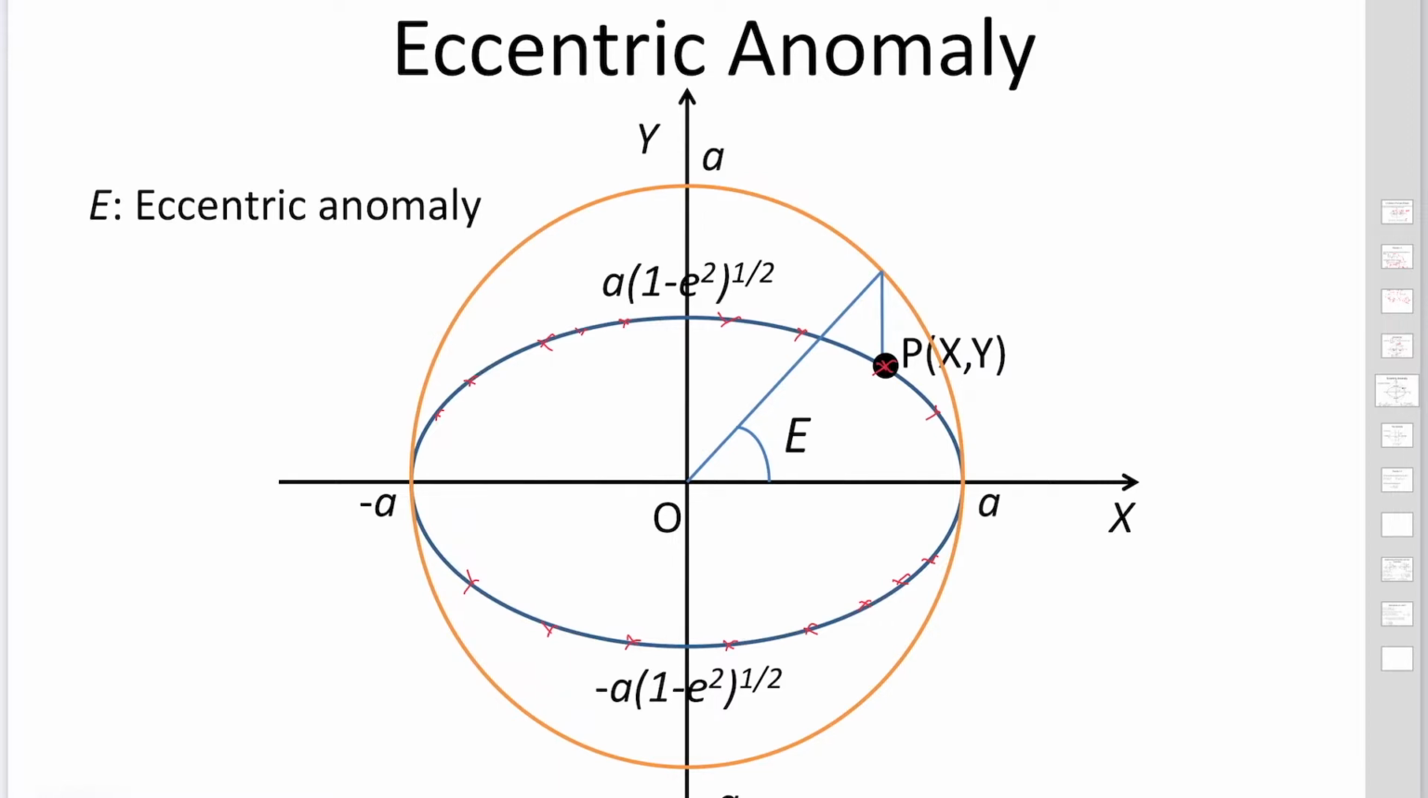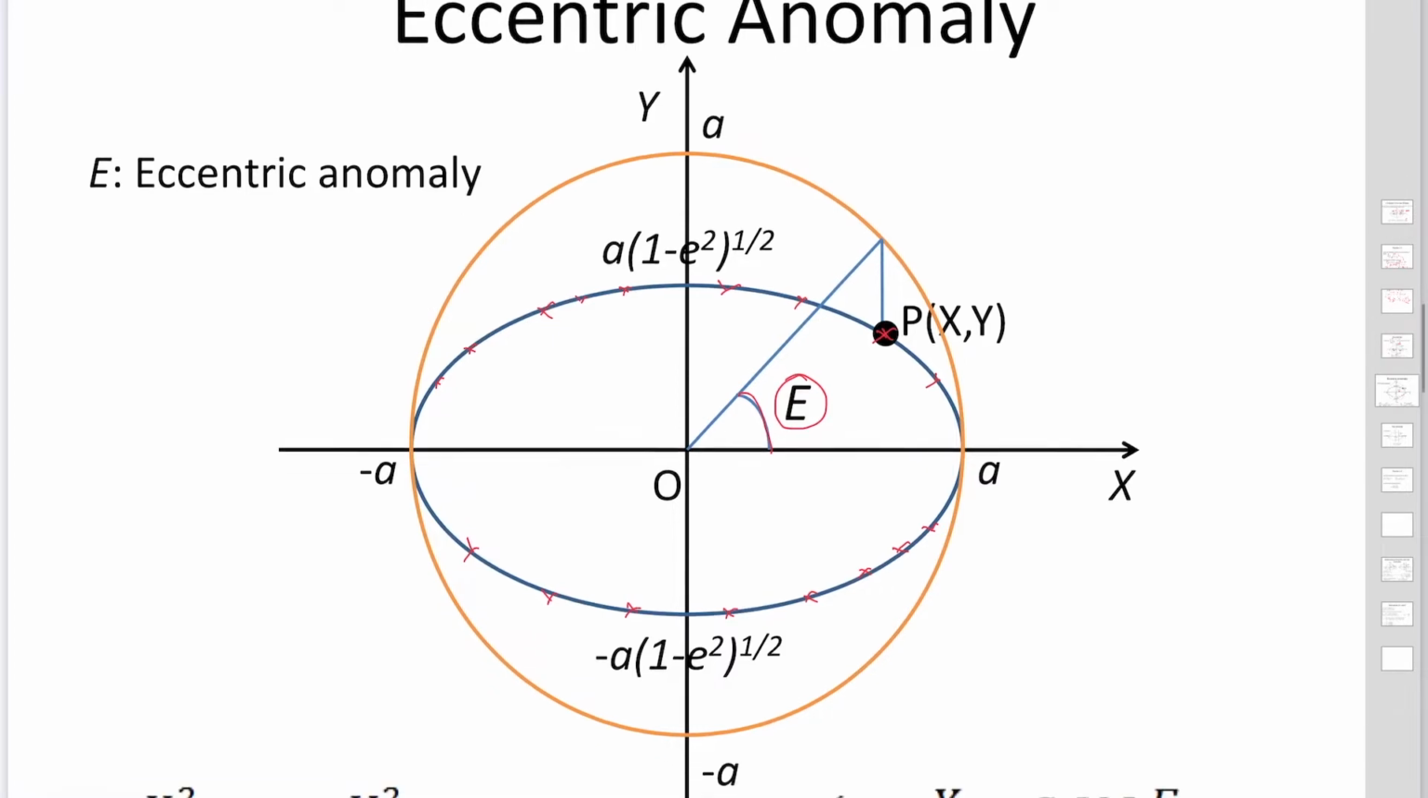We'd like to introduce two angles. First one is the eccentric anomaly. So this E is the eccentric anomaly. How can we find out the eccentric anomaly? It's a little bit difficult to understand, but hopefully you understand.